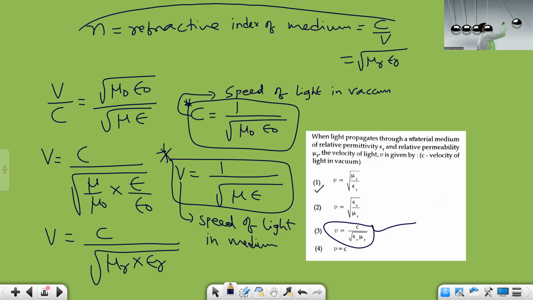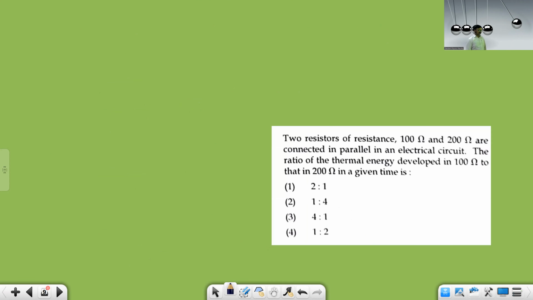So in future, they may ask like this also. They may ask the refractive index. Refractive index is nothing but the ratio of speed of light in vacuum to speed of light in medium. In ray optics, this is a topic we have. So I hope you are understanding what type of questions we are getting here.